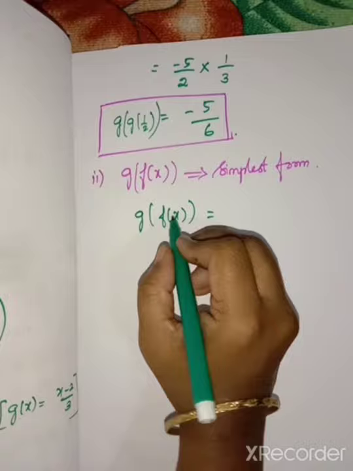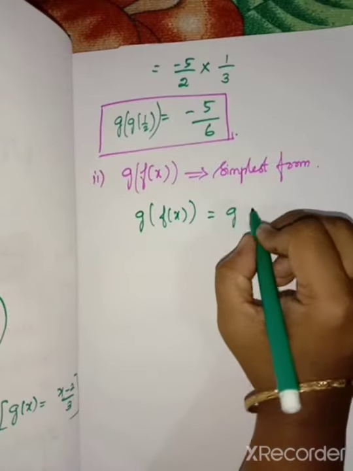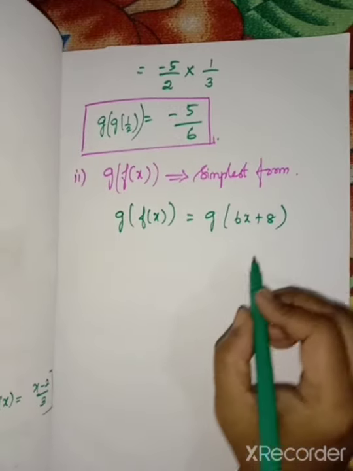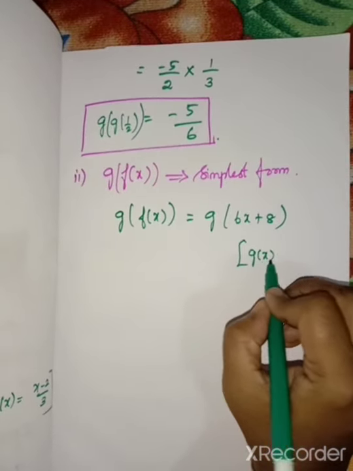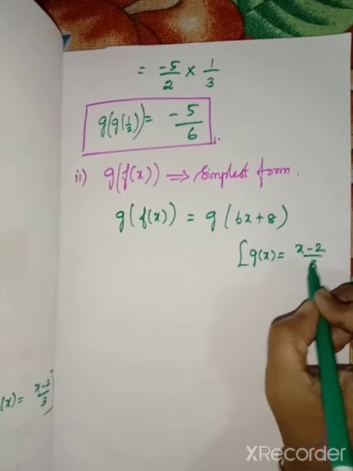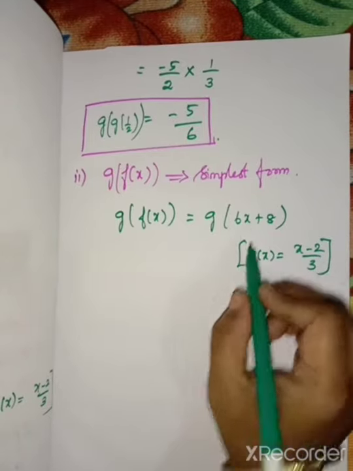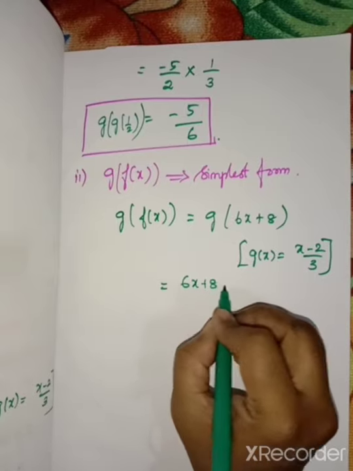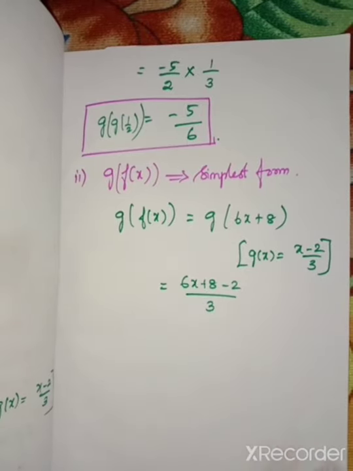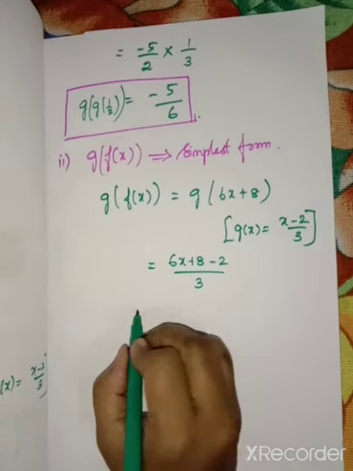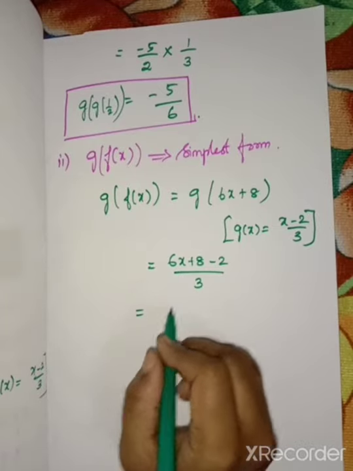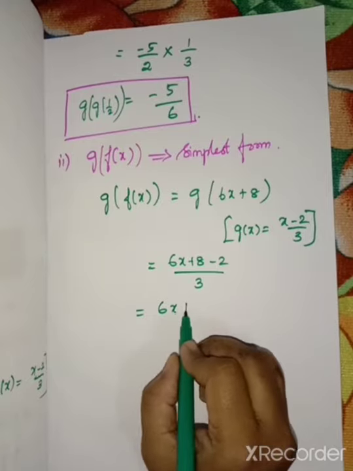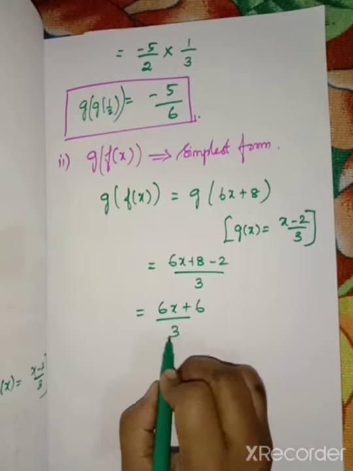In place of f of x we want to substitute 6x plus 8. Here we have the function g. So g of x is given, that is x minus 2 divided by 3. In place of x we want to substitute 6x plus 8. So 6x plus 8 minus 2, divided by 3. So now we can add and subtract. Here 6x is there, here the constant is there, 8 minus 2. If you subtract, we get plus 6 divided by 3.